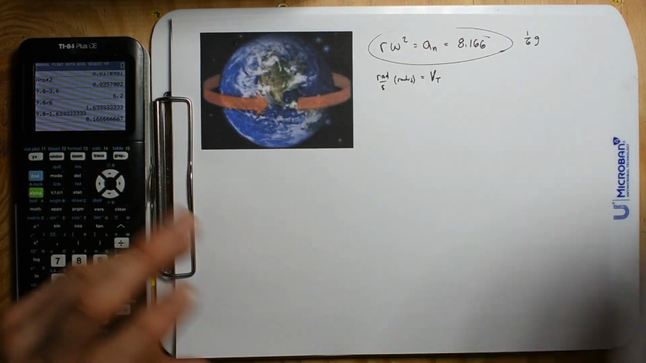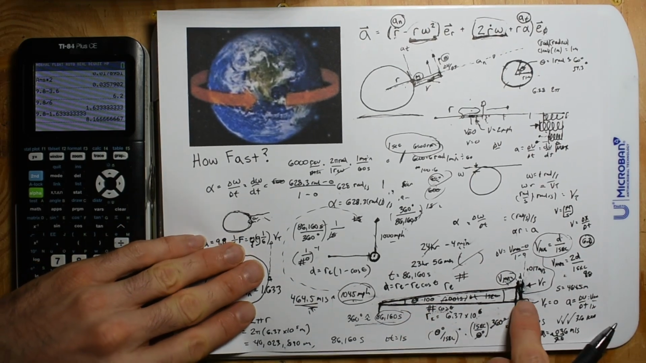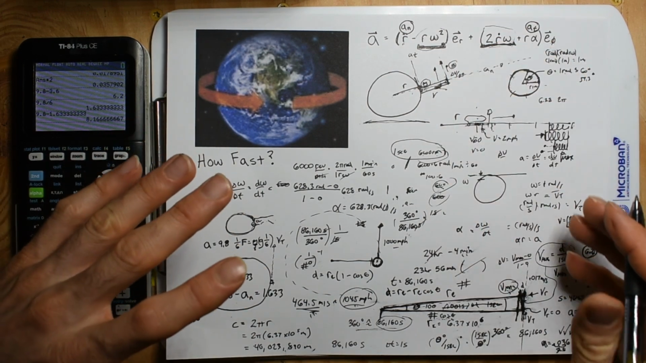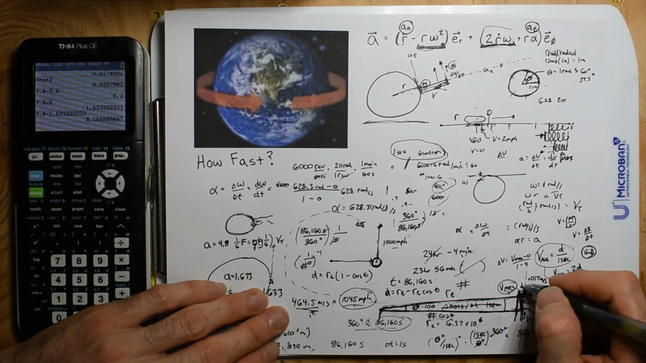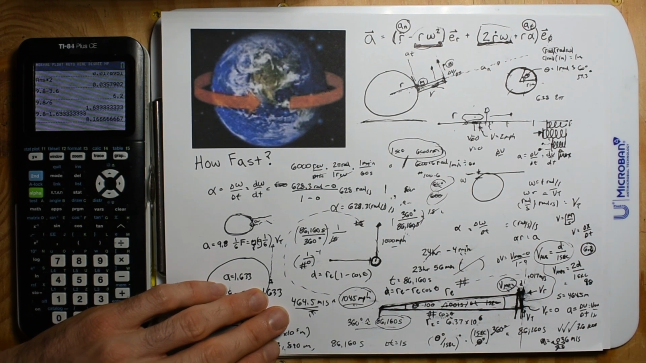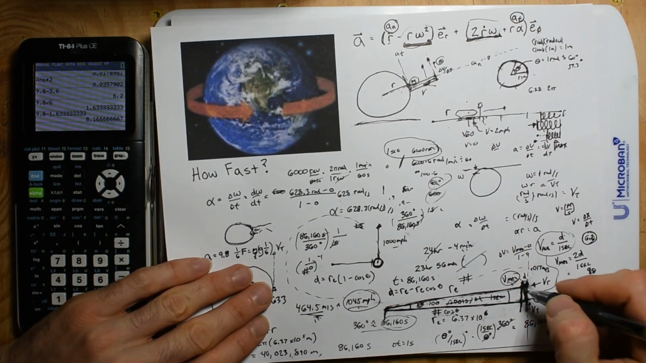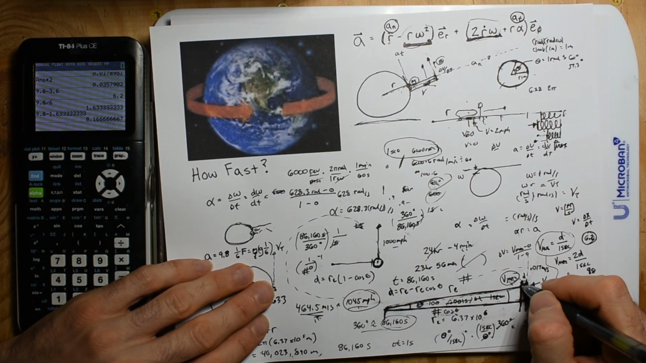But I think I'm going to be done with this one. This was the take-home point: this is kind of a hidden acceleration. You're like, well, why is our acceleration towards the center of the Earth? I'm just bummed out right now, because yeah, your acceleration is towards the center of the Earth.